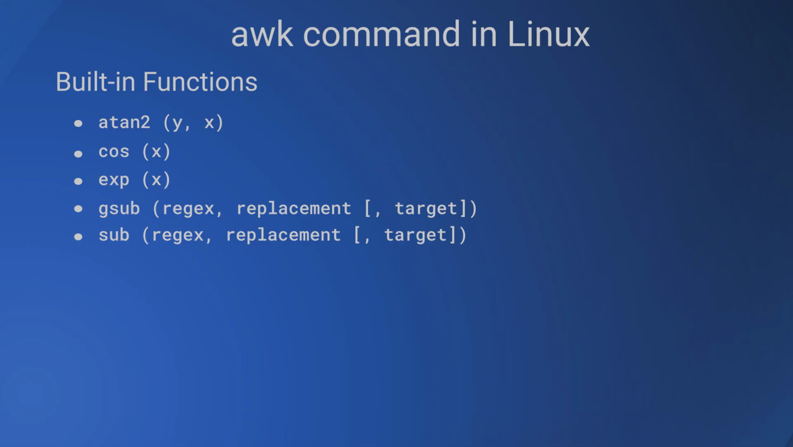Next, sub(regex, replacement, target). sub is same as gsub except that it is not global, only the first occurrence of match is replaced with replacement. index(s1, s2) returns position of string s2 in s1. String indexes start from 1, returns 0 if not found. int(expression) gives the integer of expression with the decimal part getting truncated. length(optional string) gives length of string or that of $0 if string is not given.